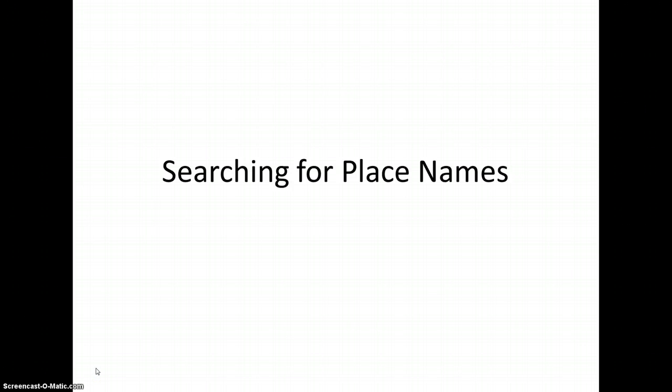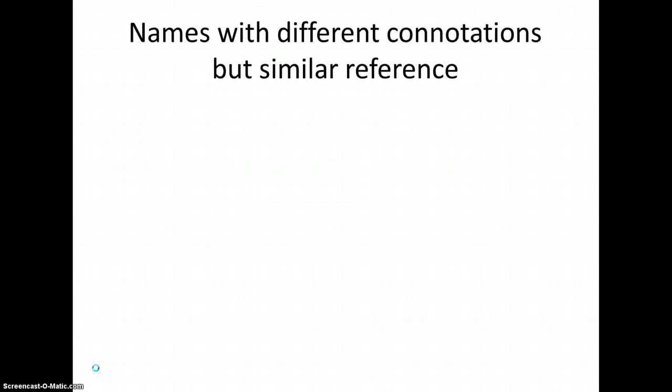This is 3 tips in 3 minutes, and today we're discussing searching for place names. Tip number 1. Think about place names that have slightly different connotations but similar geographic reference.